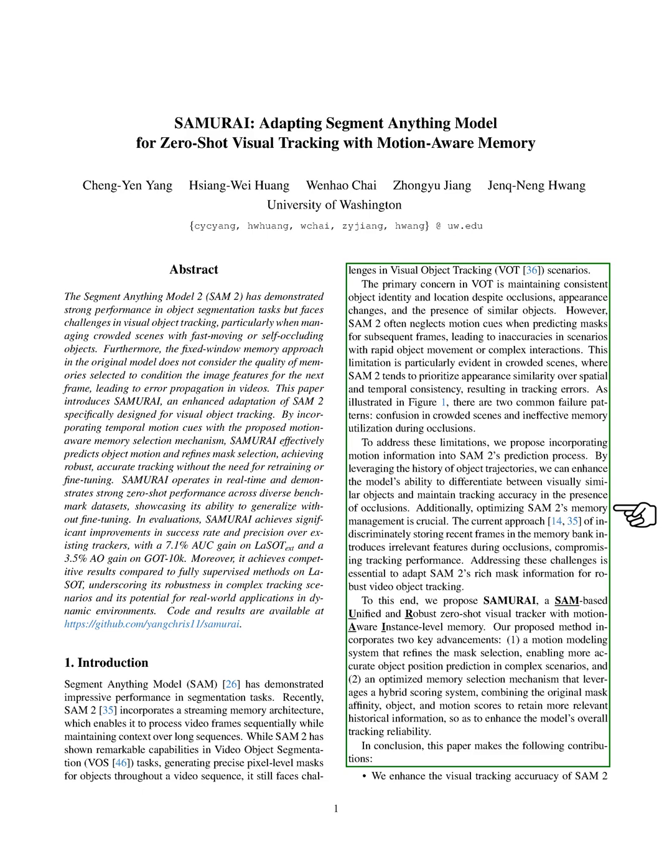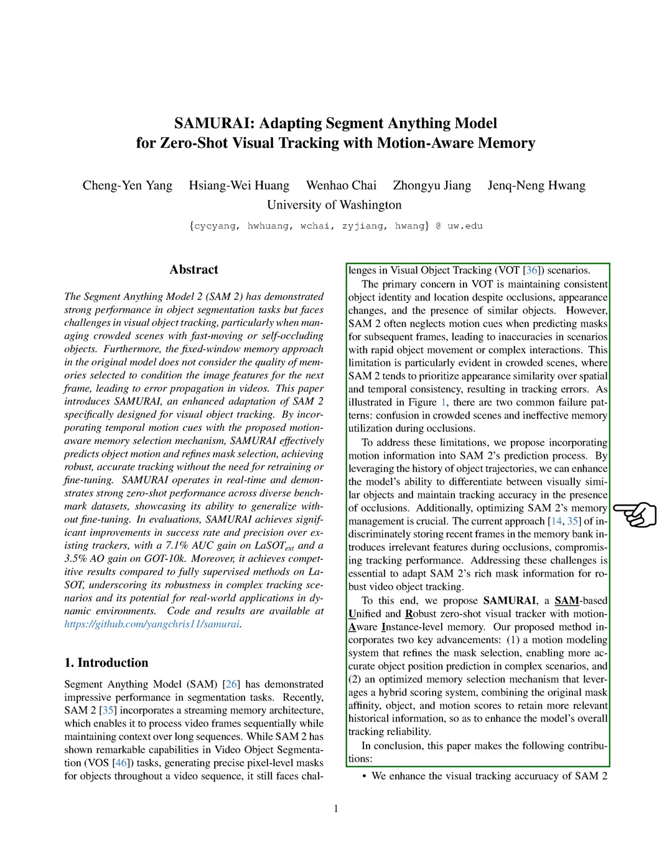We observe two common failure patterns: confusion in crowded scenes and poor memory use during occlusions. To tackle these issues, we suggest adding motion information to SAM 2's prediction process. By utilizing the history of object movements, we can improve the model's ability to distinguish between similar-looking objects and maintain accurate tracking even when objects are occluded. Additionally, we need to optimize how SAM 2 manages its memory. The current method of storing recent frames in memory can introduce irrelevant features during occlusions, which harms tracking performance.